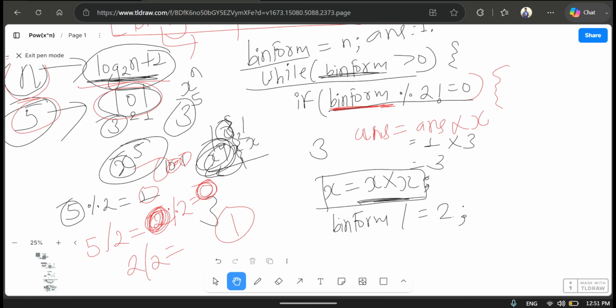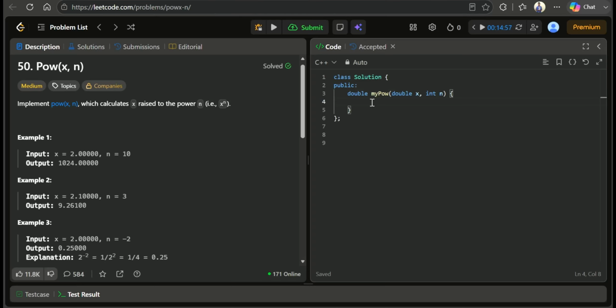So that's the idea that we're doing here. Okay, so let's hop into LeetCode, and I'm going to code this up, and then it's going to be easier to understand what I am doing. All right, so let's code it up. Initially I'm going to assign my answer to be 1. Answer is going to be 1, and then I'm also going to assign my binary form as long, because an integer value can simply overflow, and that's going to be my n.